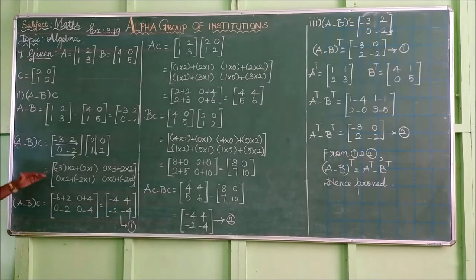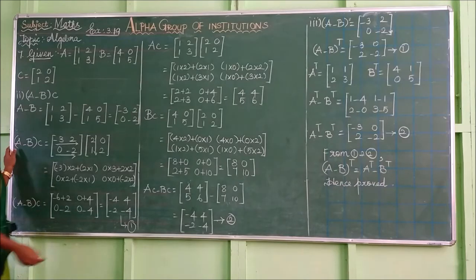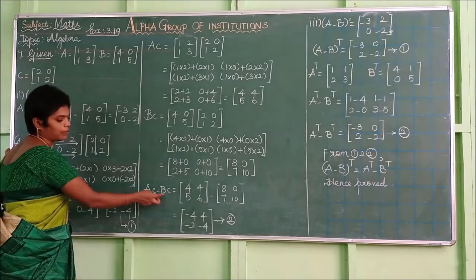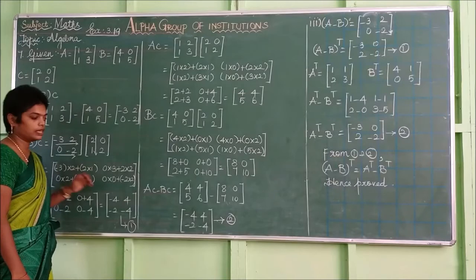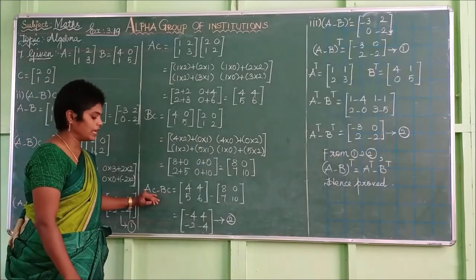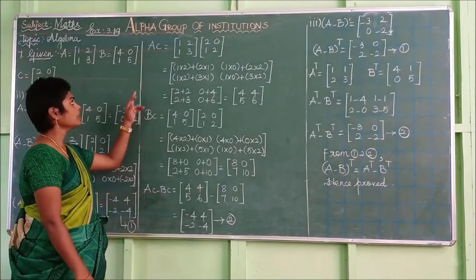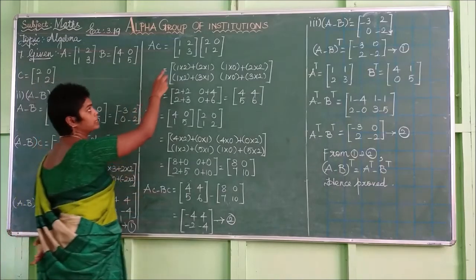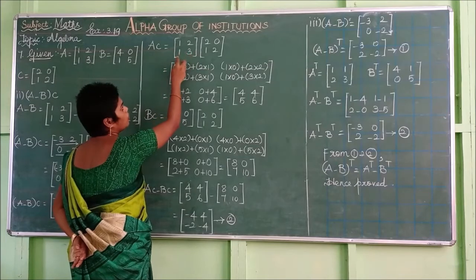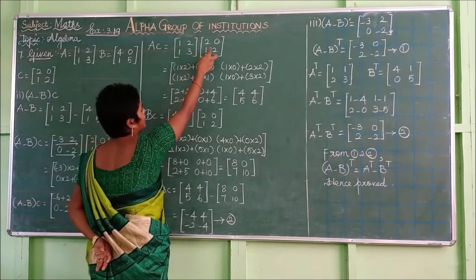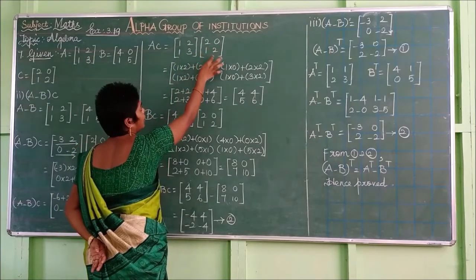Now we have to find our right hand side. So what is our right hand side? AC minus BC. For this you have to find AC and BC separately, and afterwards you can subtract. AC is equal to our A matrix, 1, 2, 1, 3, times the C matrix, 2, 0, 1, 2.